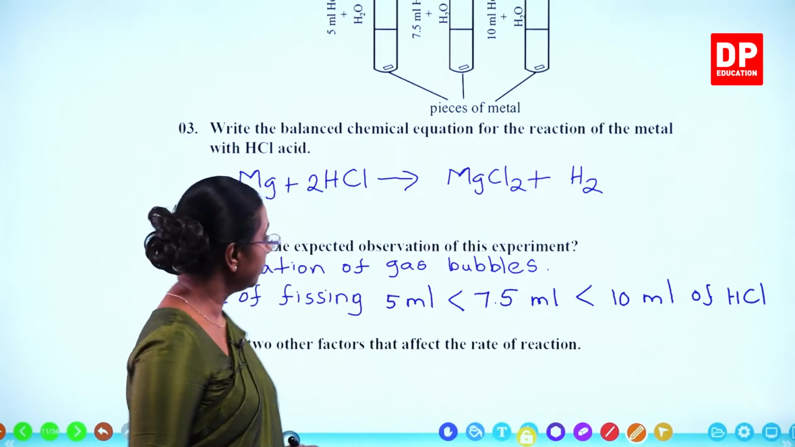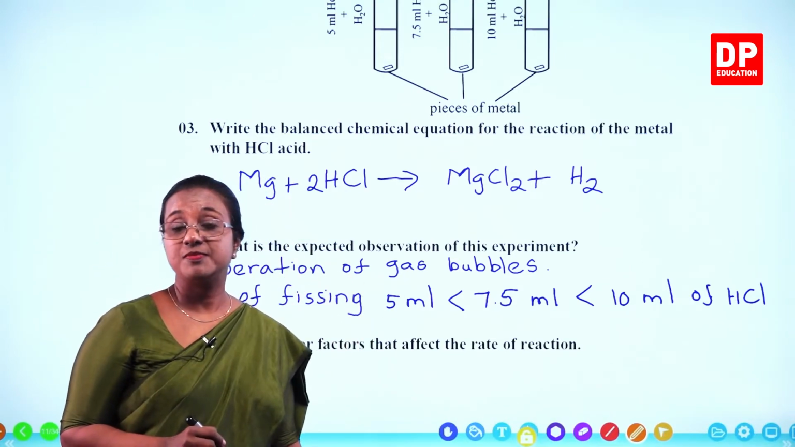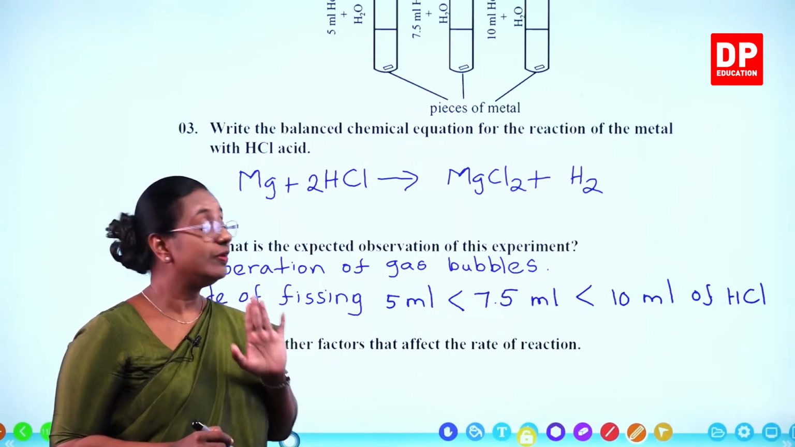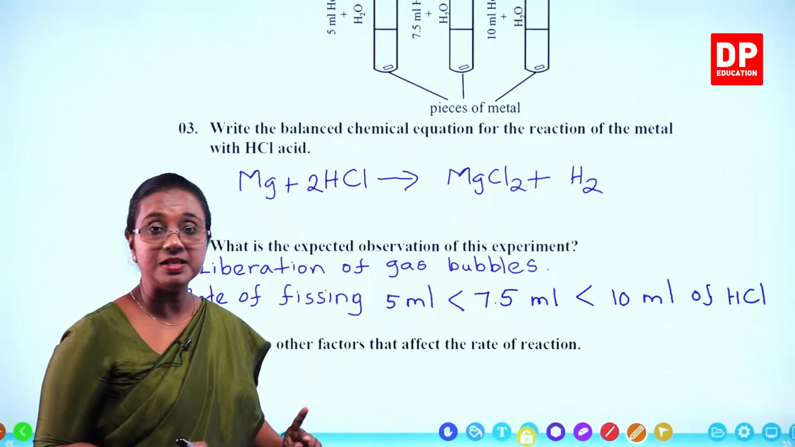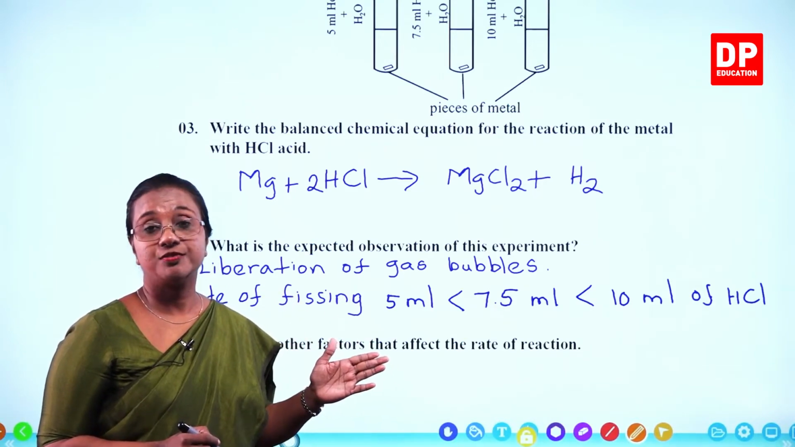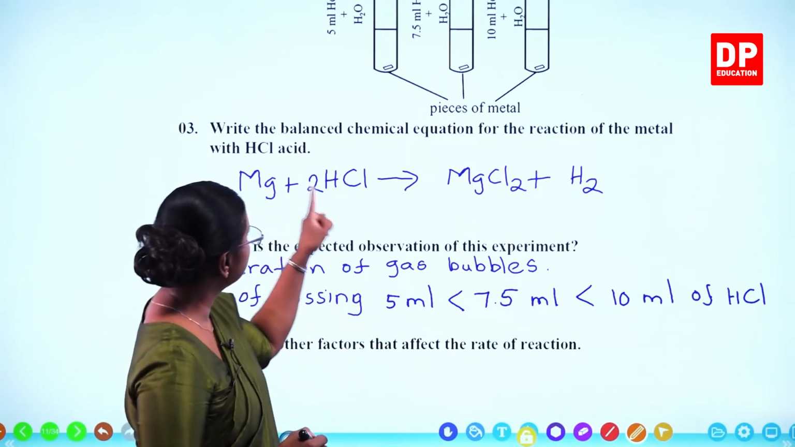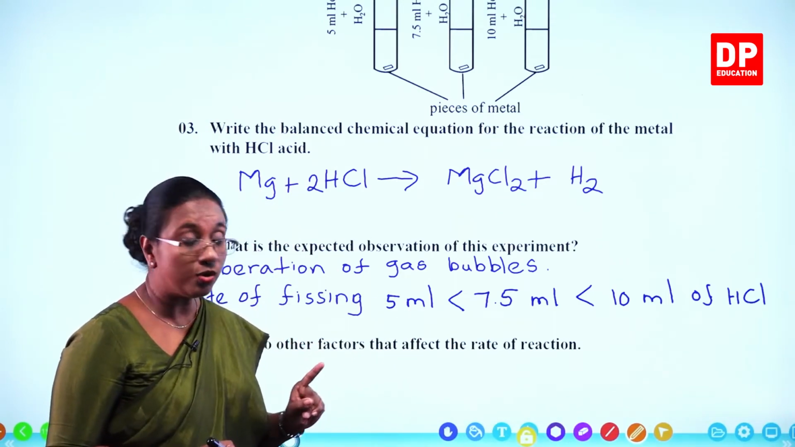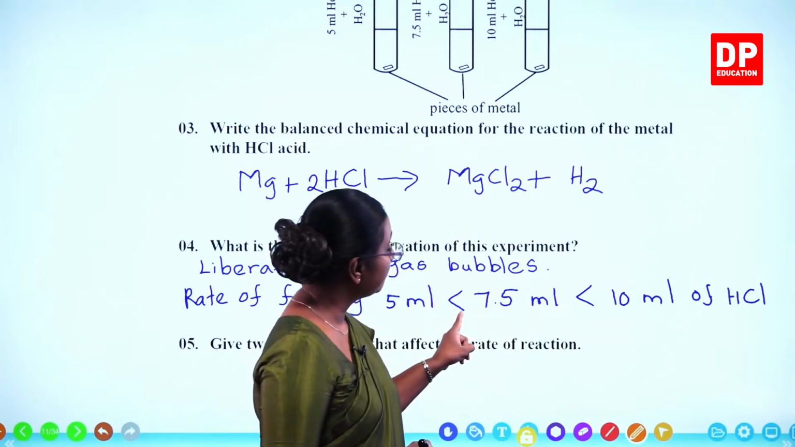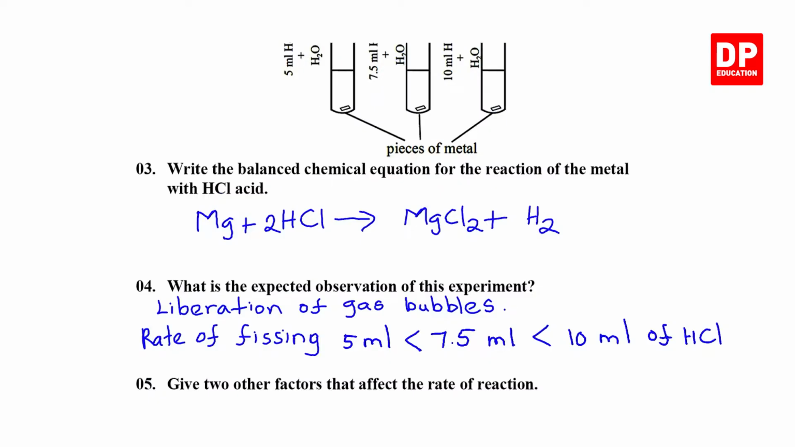So, that is how you will get the observation. What is the expected observation of this activity? You will see the liberation of gas bubbles, and there also the rate of fizzing or the rate of liberation of gas bubbles will be different. When there is only 5 milliliters HCl, it will be slow compared to the 7.5 milliliter HCl. 10 milliliter HCl will have the fastest rate of fizzing.